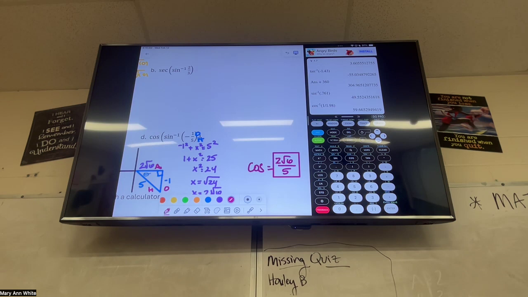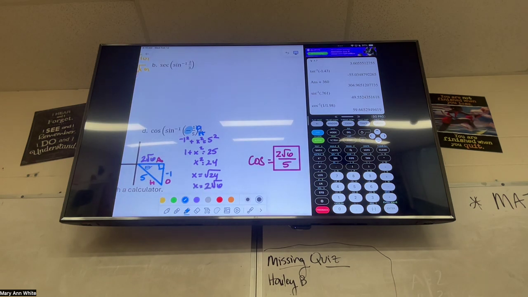Quadrant 4, because sine is negative. And inverse sine only goes in 1 or 4, and 4 is when it's negative. Maddie, question. How do you know which one on the triangle is like negative? Great question. Since the hypotenuse is never negative, so it's either opposite or adjacent.